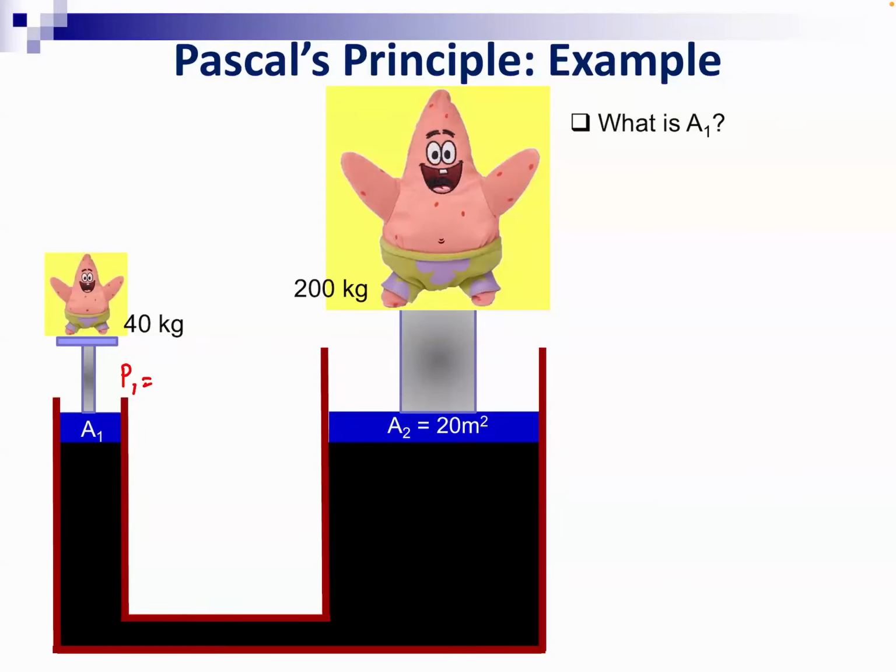Right, so at area A1, you have a pressure of force 1 over area 1. At area A2, pressure of force 2 over area 2. Pascal's principle says that these pressures should be the same. And hence you have this equation relating the forces and the areas.